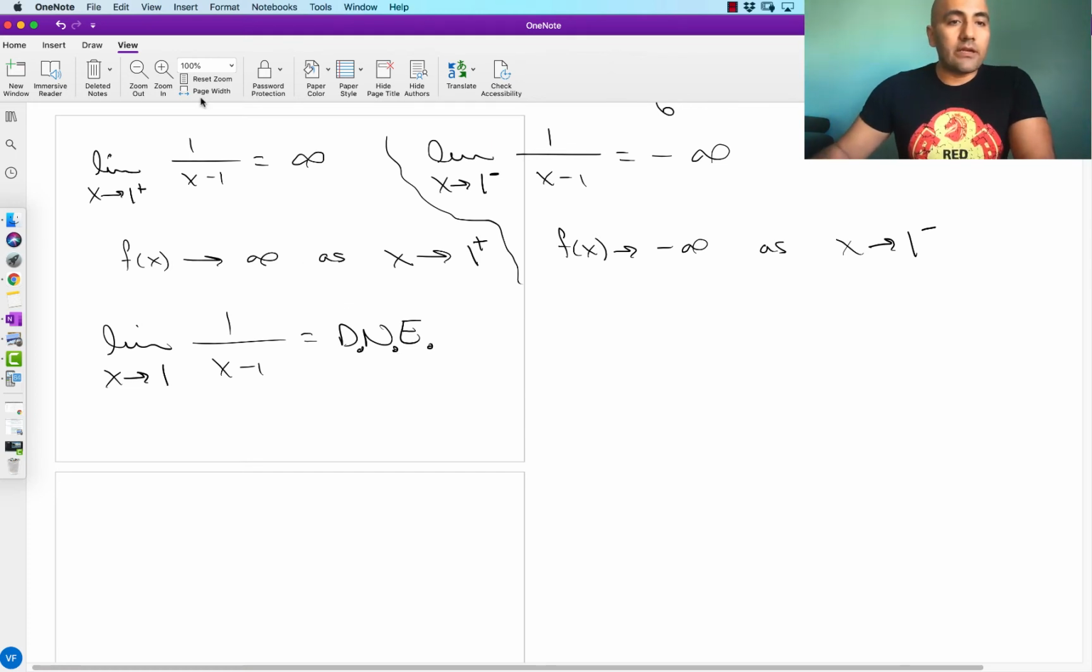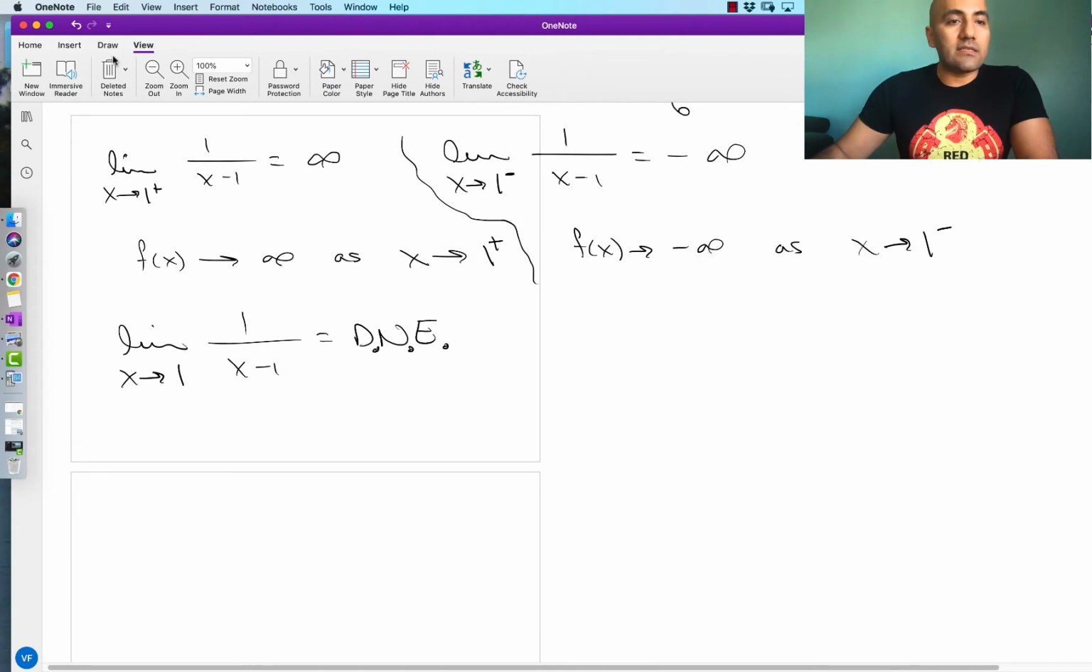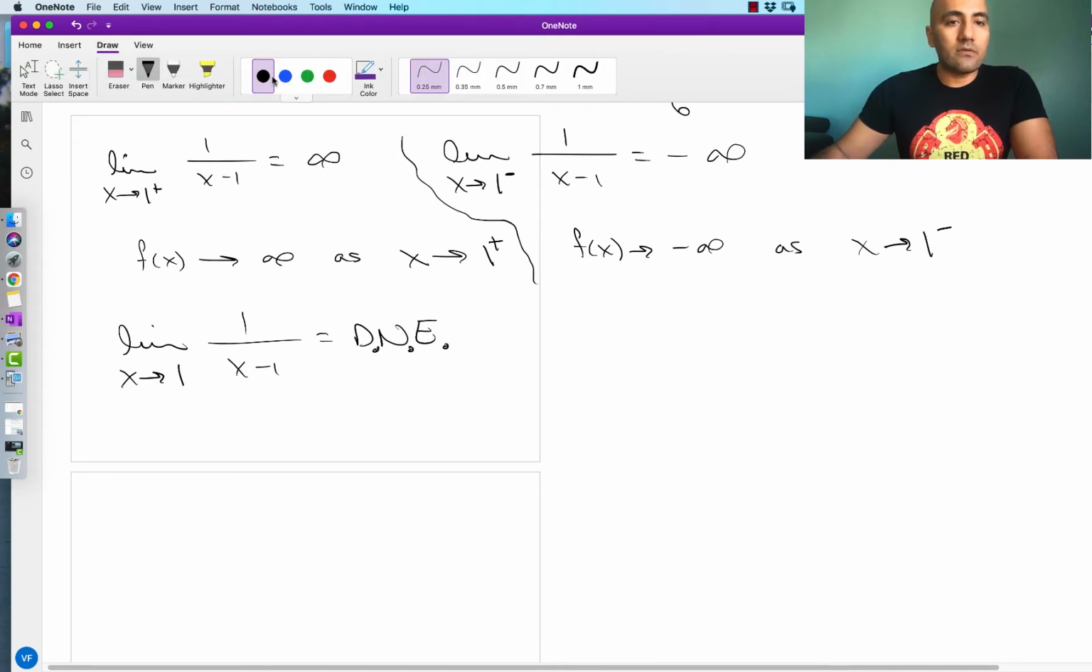Okay? To be clear, all of these do not exist. The limit does not exist in any of these cases. Let me write that down. So the limit does not exist. Limit does not exist. And also here, the limit does not exist. Right? The limit exists only in cases where this turns out to be some constant.